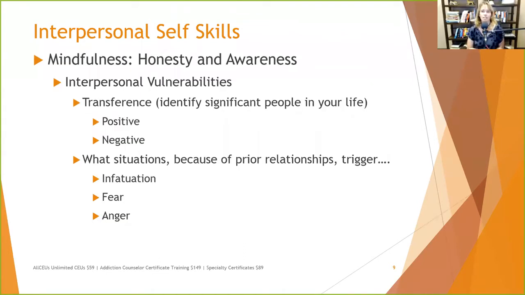Mindfulness is where we start, encouraging them to be mindful of their interpersonal vulnerabilities. The first one I put out is transference, and I have them list significant people in their life: their parents, any family members that are significant, first loves, teachers, anybody who they think about periodically, even today. And then we separate them into positive memories and negative memories, because even the negative influences influence you now. They may teach you what you don't want to be around.